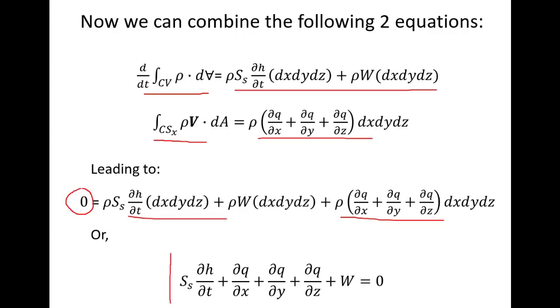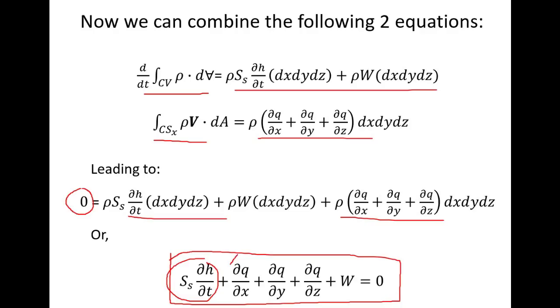So if we put those together, we basically end up with this expression from our previous one, where we have this specific storage term, these Darcy velocity terms, and a source-sink term here. But it all has to sum to 0.